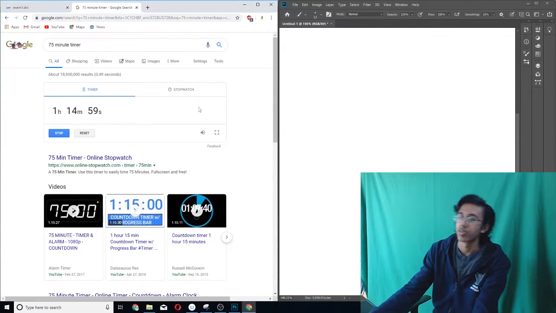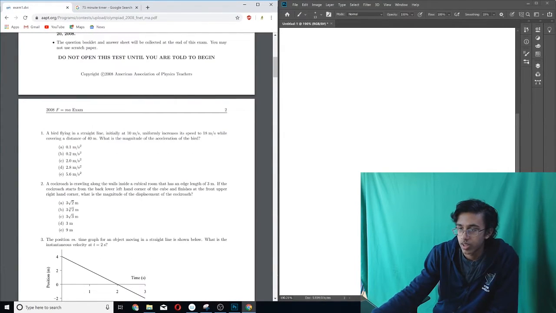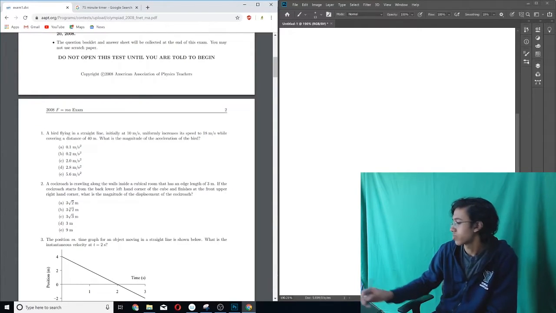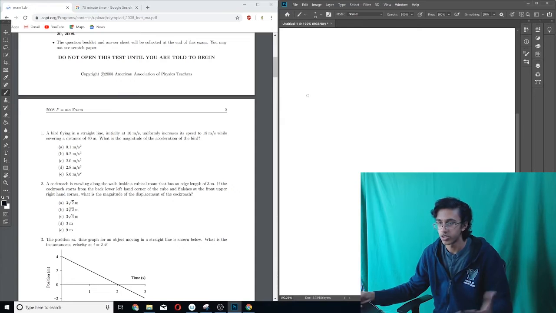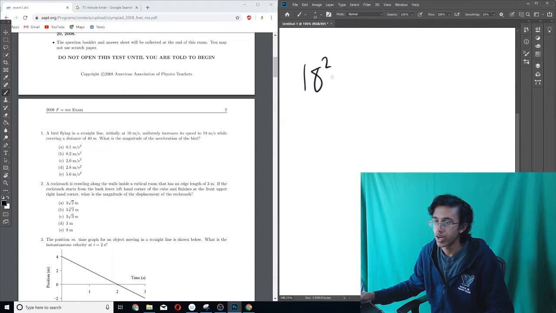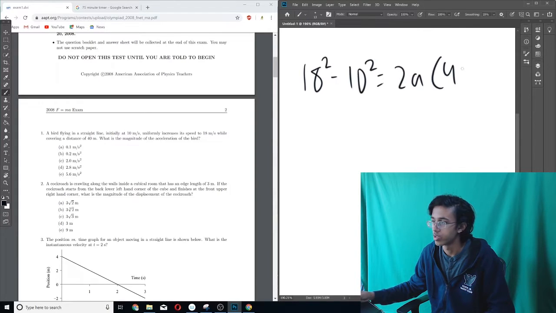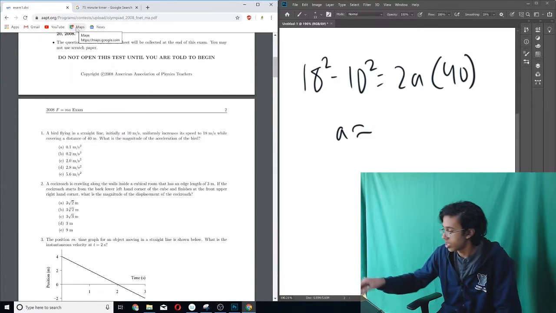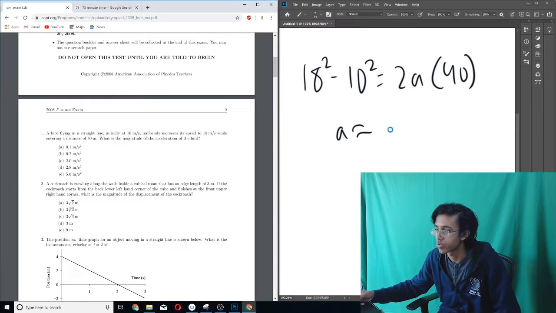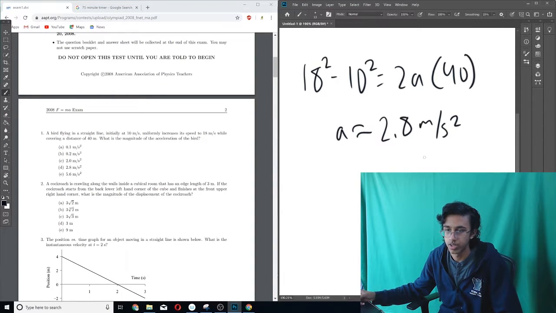Alright, number 1: a bird flying in a straight line initially at 10 meters per second uniformly increases its speed to 18 while covering a distance. Alright, so we got V0, and we got VF. So 18 squared minus 10 squared is equal to 2AD, which is 40. Then we divide and we get A is approximately what? Let's use a calculator. So A is approximately equal to 2.8 meters per second squared, and our answer is just D.